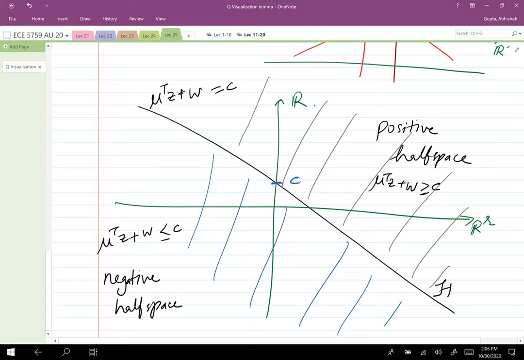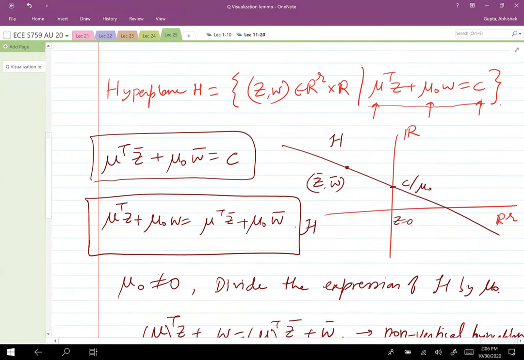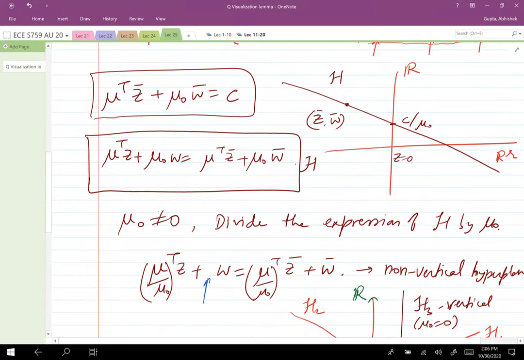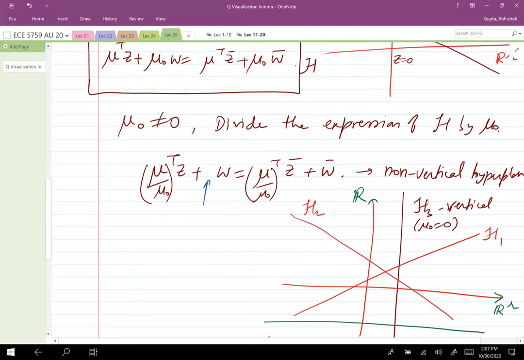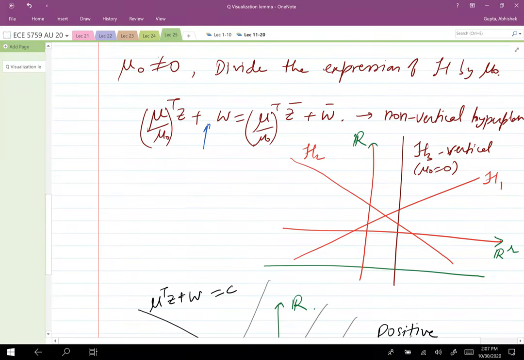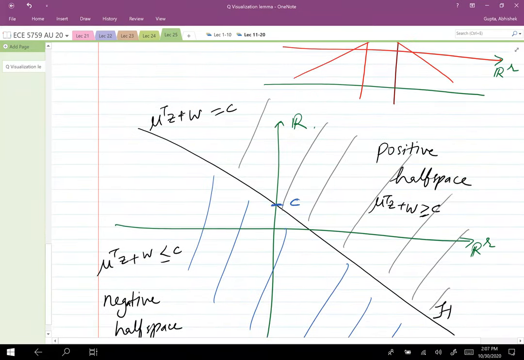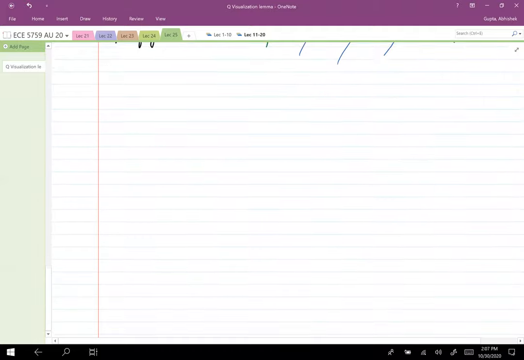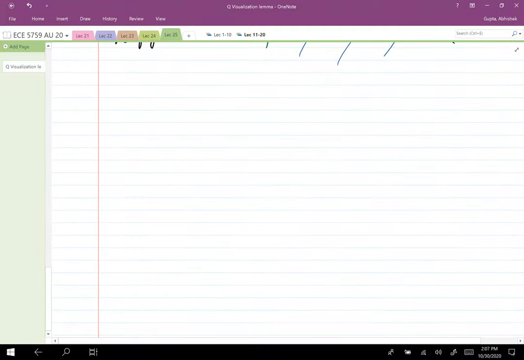Okay. So let's recap. We talked about hyperplanes in the space R^n cross R. We understood the y-intercept of this hyperplane. We understood the notion of vertical and non-vertical hyperplanes. And we understood the notion of positive half space and negative half space of a hyperplane. So these are all the things we need to understand. The geometric picture has to be clear in our head before I proceed forward.